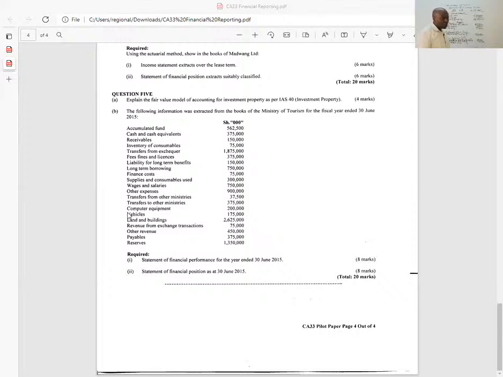So the next one after land and buildings is called revenue. Of course, that is not ours. We have other revenue, not ours. Then we have payables.